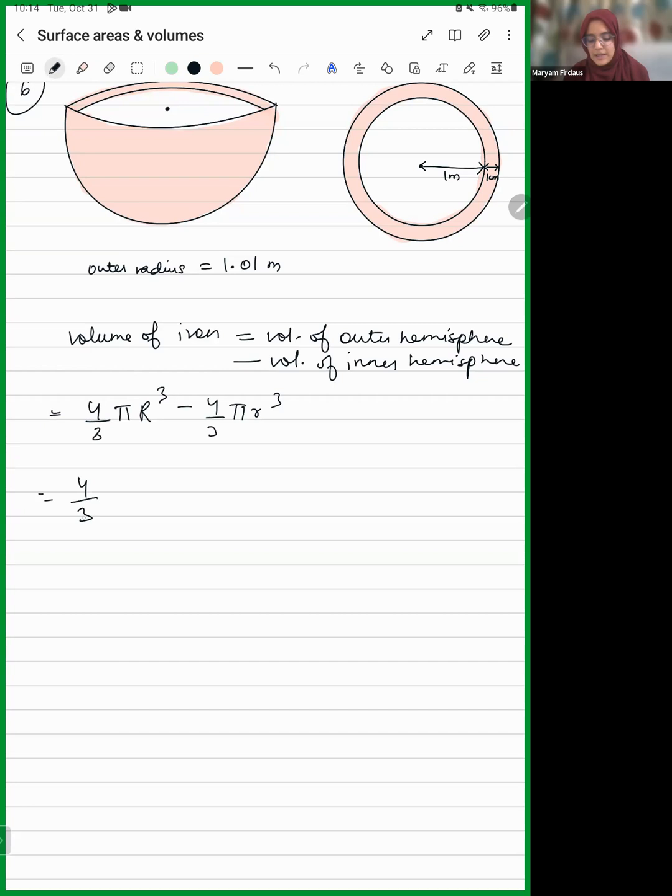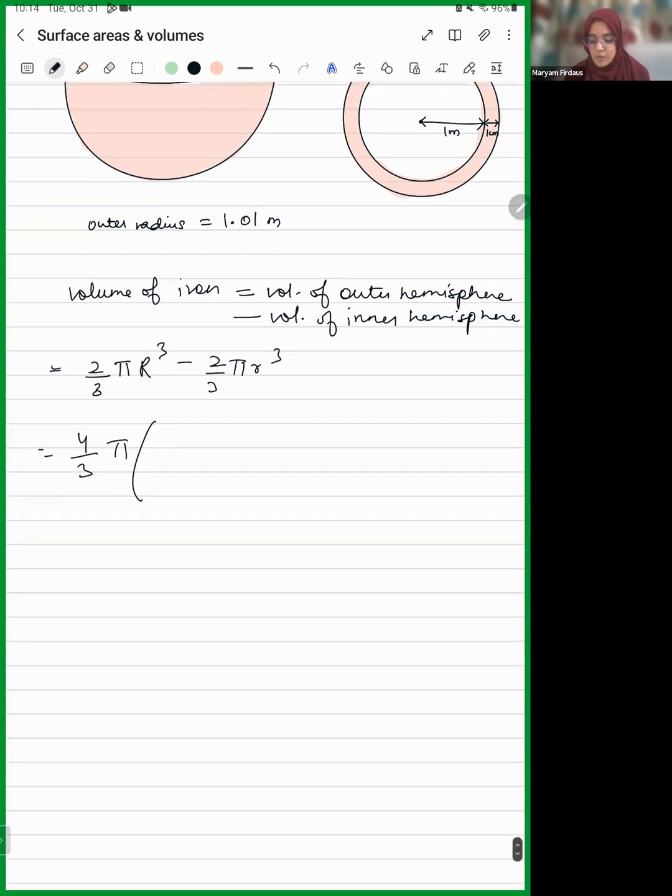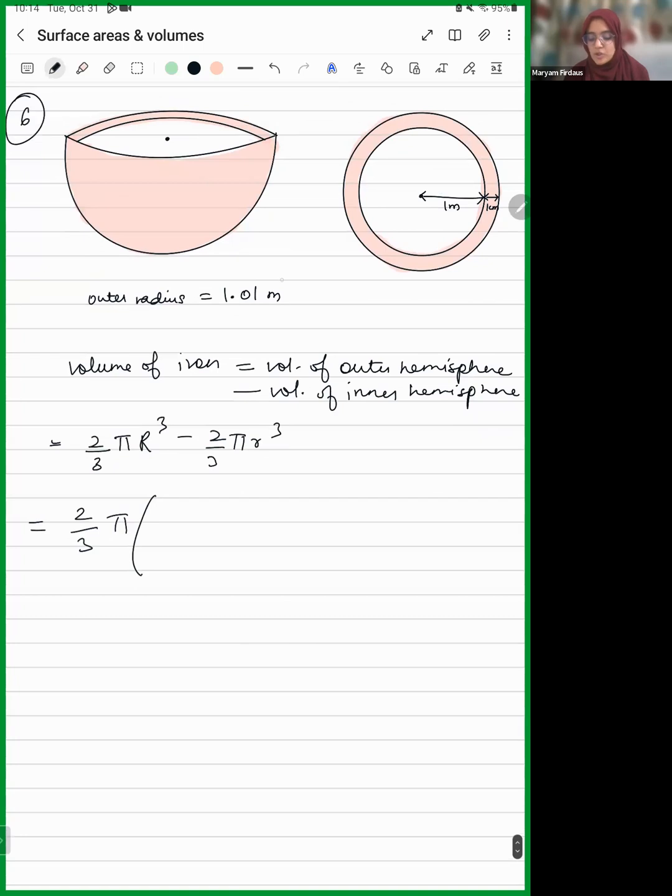And 4 by 3 pi comes out as common. We can't take 4 by 3. Oh yes, you're right, very good. It's going to be 2 by 3 because it is a hemisphere, so it's going to be half of the sphere. So 2 by 3 pi. Now, the outer radius is how much? 1.01 meter. So 1.01 meter cube minus the smaller radius. The inner radius is 1 meter cube, right?